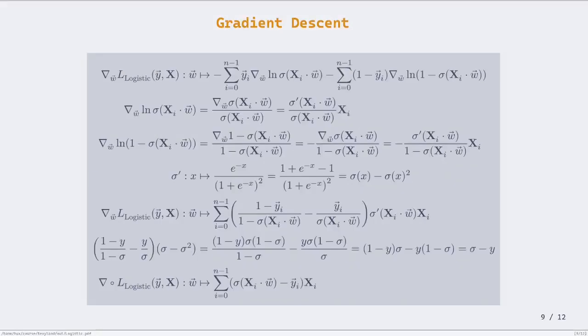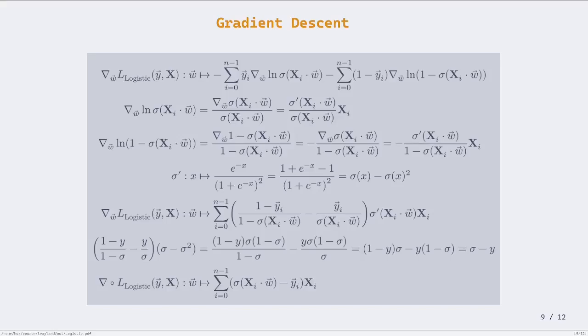And here we have the gradient descent formula for the logistic regression loss function. Most of this is workings out. What actually matters is all the stuff on the bottom line of the slide. It's pretty simple. You just evaluate the model for that input, subtract y, and multiply by the input vector, and sum all that up.